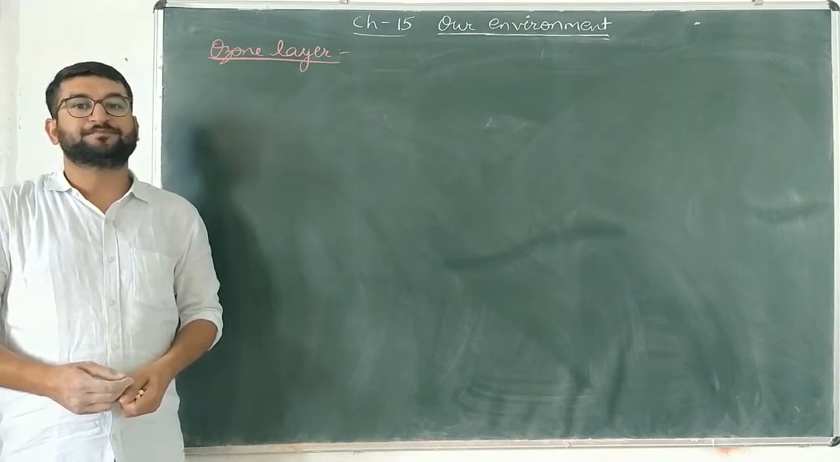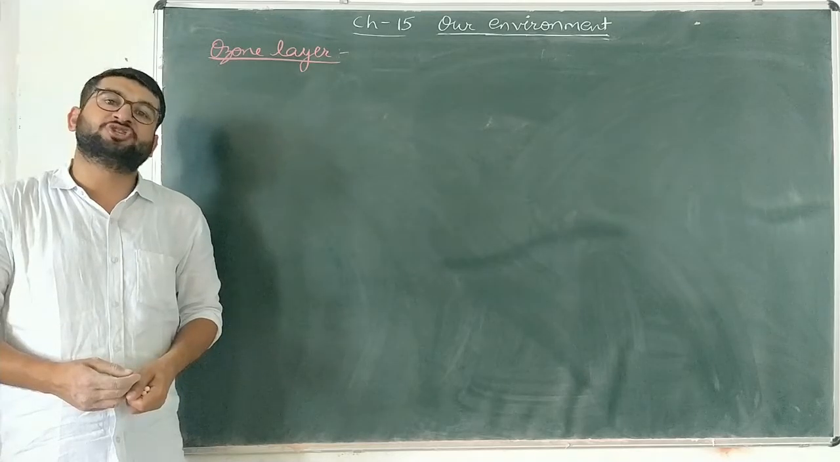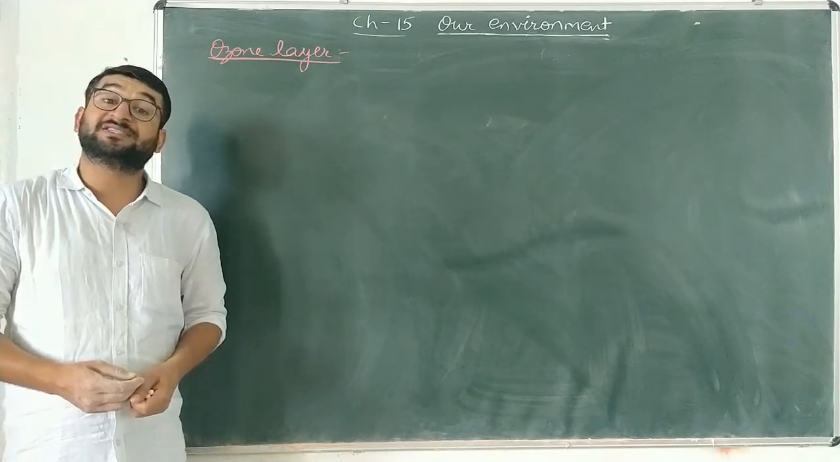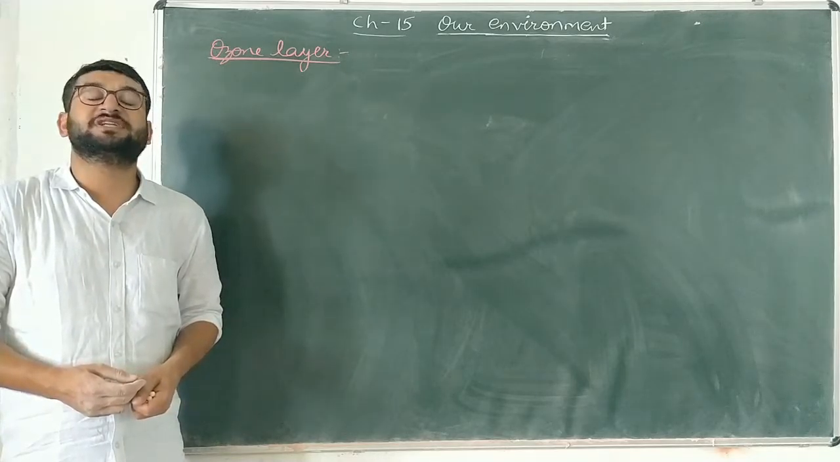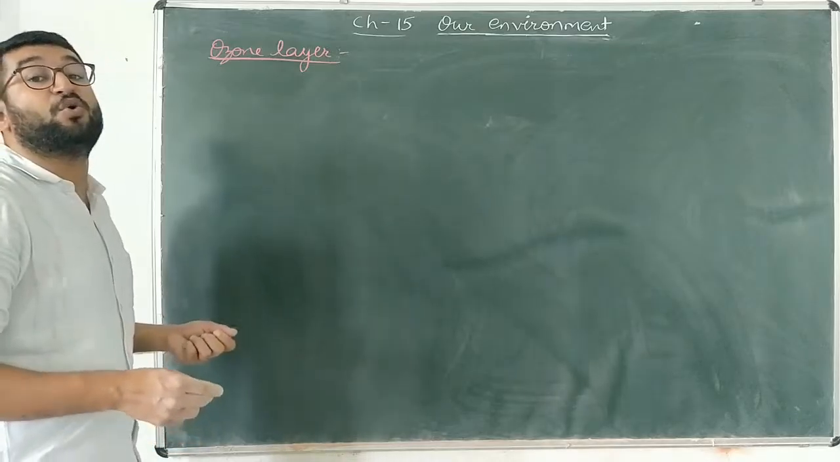Hello children, we are discussing chapter 15, our environment, and in this video we will discuss the ozone layer, how it gets depleted, and what are the functions and properties of the ozone layer. First we'll discuss what is ozone.